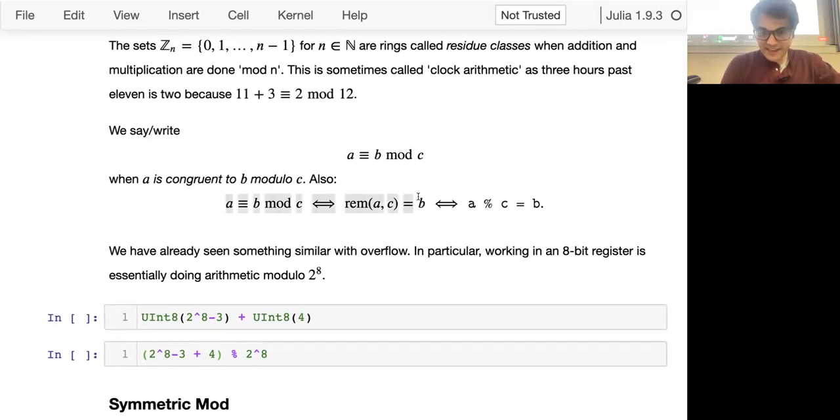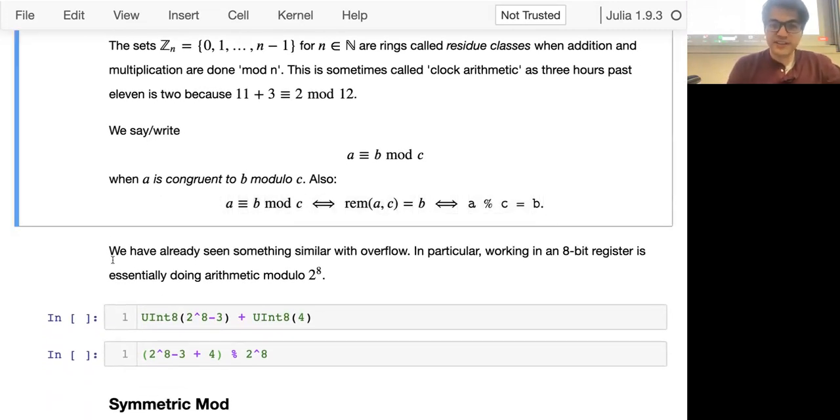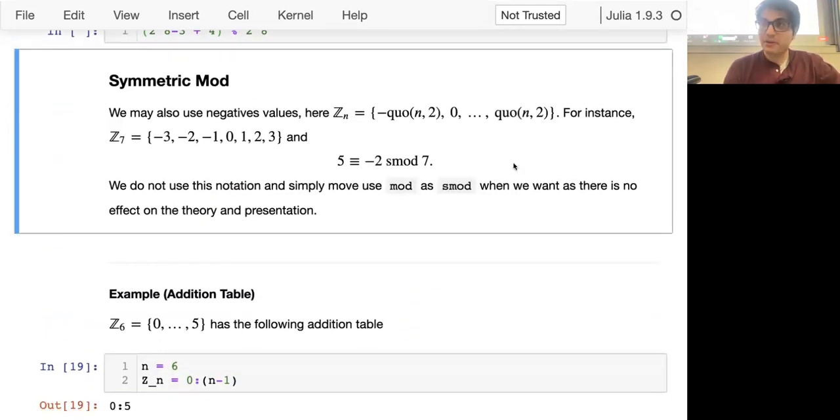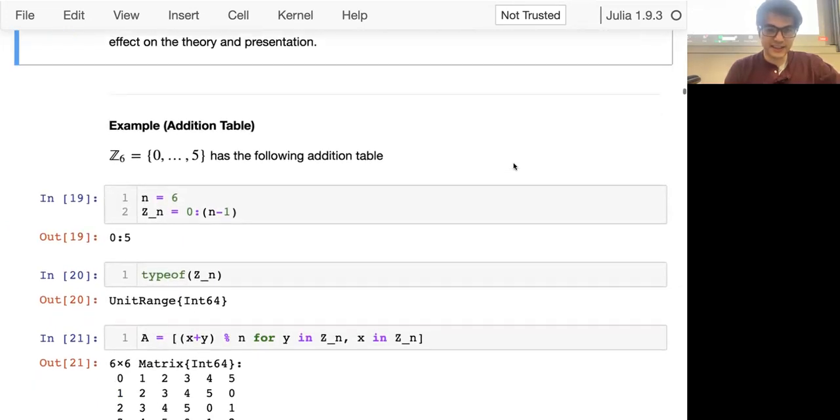We defined this notation. I'm going to say A is congruent to B mod C if and only if the remainder on dividing A by C is B, which is equivalent to this Julia command. We talked a bit about the symmetric mod. That is to say, if we're working mod 7, our canonical identifiers can be 0 through 6, or they can be -3 to +3. So we're going to switch between mod and the symmetric mod as needed.